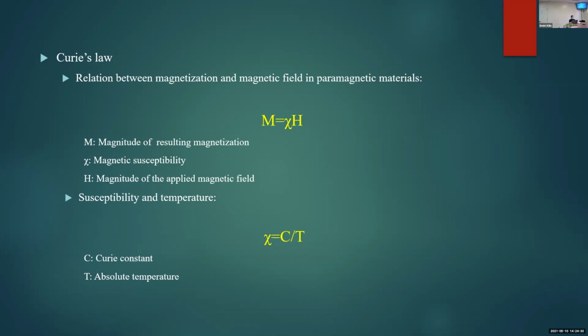And susceptibility is also a function of temperature in a fixed magnetic field. Magnetic susceptibility is inversely proportional to the temperature, which is a hyperbola function. Which means if temperature is lower, the magnetization increases.